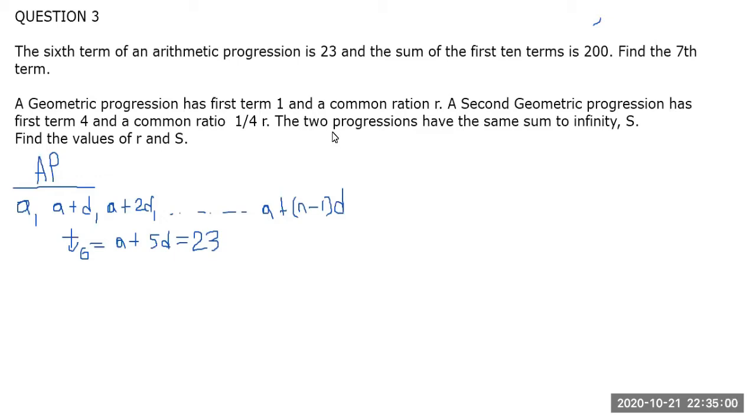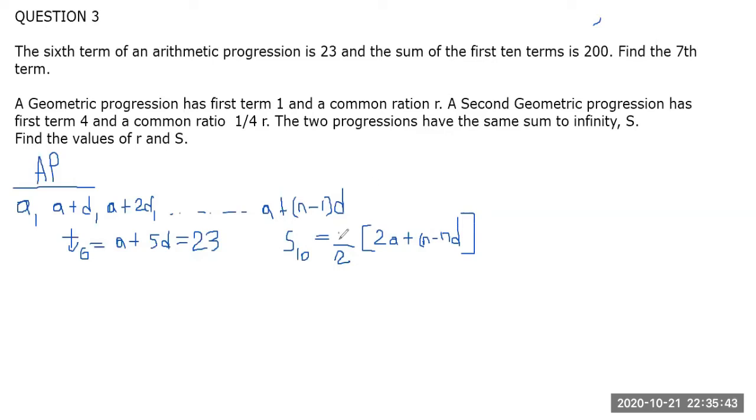Now the next part that it says is that the sum of the first 10 terms is 200. So the sum of the first 10 terms is S10. Now what is S10? Remember the formula is n over 2 times (2A plus (n minus 1) times D). That's the formula for the sum of n terms of an arithmetic progression, right? But what do we know? We know that n is 10, because we're adding the first 10 terms. So we can replace n with 10.